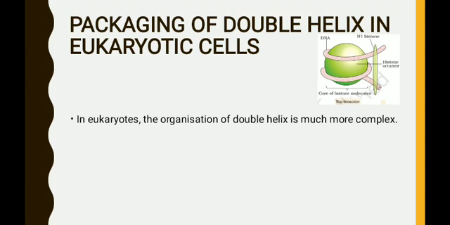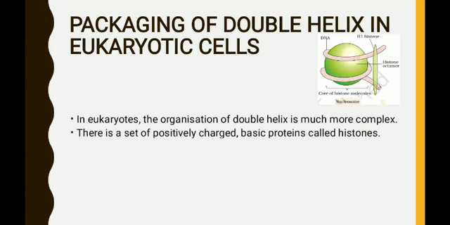See, this is a diagram of the packaging of a double helix in a eukaryotic cell. In eukaryotes, the organization of the double helix is much more complex. There is a set of positively charged basic proteins called histones. In prokaryotes, proteins are there, but not histone proteins. But in eukaryotes, a special kind of proteins called histone proteins are found, and these histone proteins are positively charged.